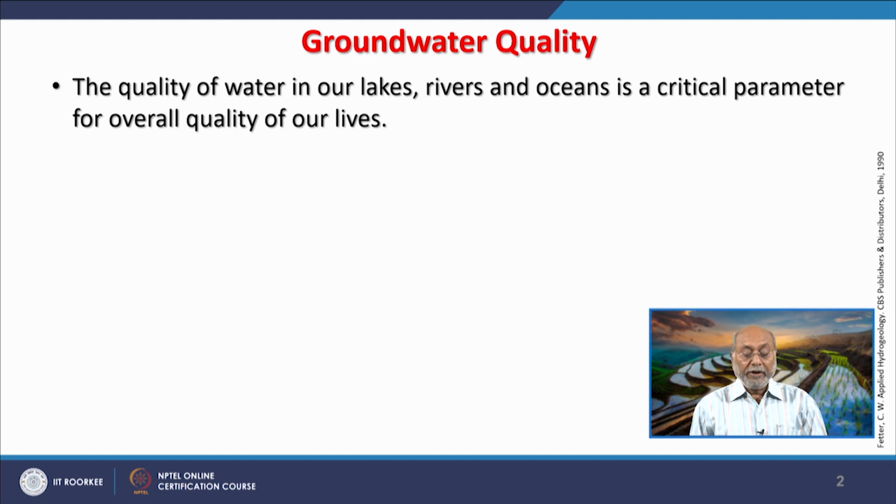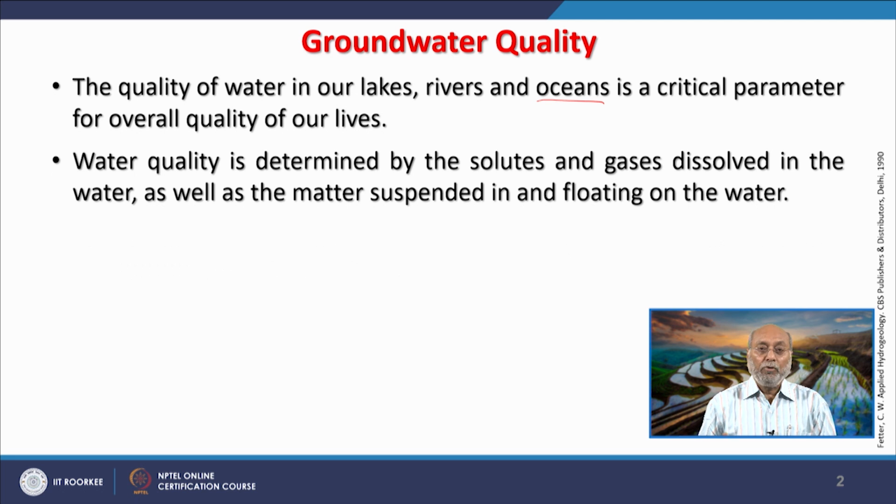So, groundwater quality, like in our surface water bodies, lakes, rivers, oceans, is critical for the overall quality of our lives. Because if our rivers, lakes and even the oceans and seas are getting polluted, then it will affect our life directly. So, that is what we think from the groundwater quality point of view: what effect it is going to have, not only on our lives, but also on animal lives. They are also important for our food cycle.